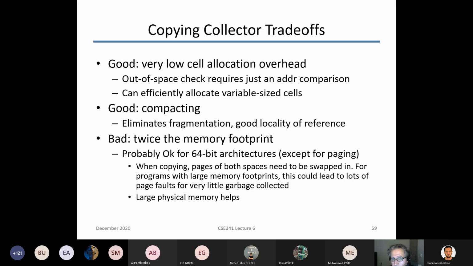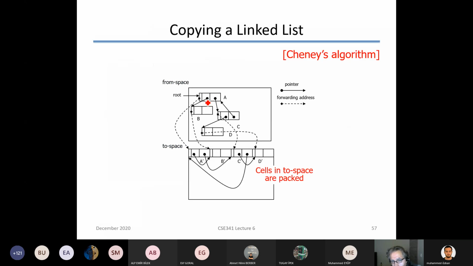Now the good side of it is that there is very low cell allocation overhead. So the out of space check requires just an address comparison. You can efficiently allocate variable size cells and so forth. And then it is compacting, meaning the fragmentation is not there anymore, and good locality of reference can be achieved. Because especially if you are following, let's say, from root to this guy, and then root to this guy and this guy, this will probably be the way that you would access your data. So the spatial locality is going to be somehow natural in this particular case. It will follow the data structure that you have.